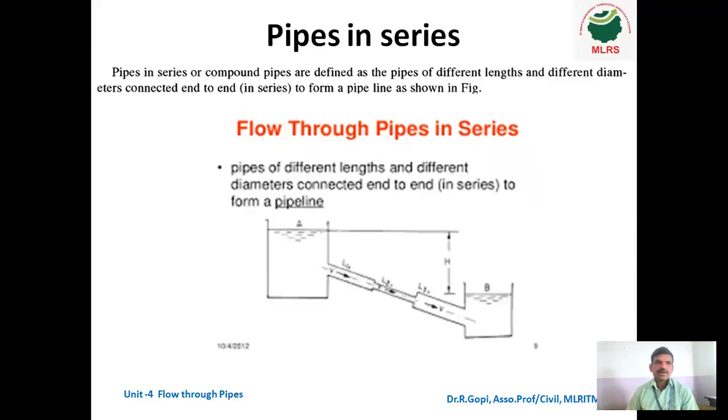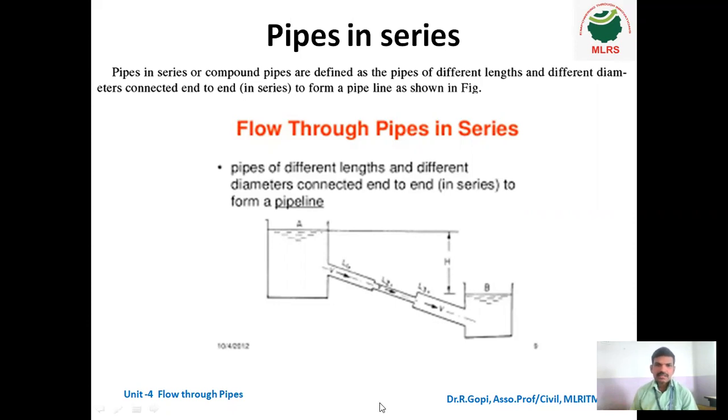Pipes in series. What do you mean by pipes in series? From this picture, you can easily understand what is meant by pipes in series. There are two tanks: tank A is at a higher level and tank B is at a lower level. Water is flowing from tank A to tank B through some pipes.